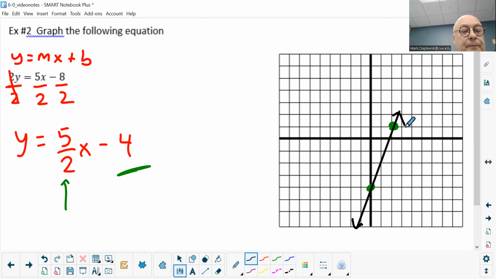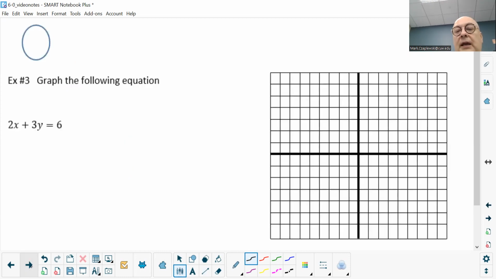And that's example 2. Now, example 3 gets to standard form as opposed to slope-intercept form. Now, you do have a couple options here. Option 1 is to move it into slope-intercept form by getting y alone, but I'm not going to do that because I think it's faster in standard form if you just graph by intercepts.